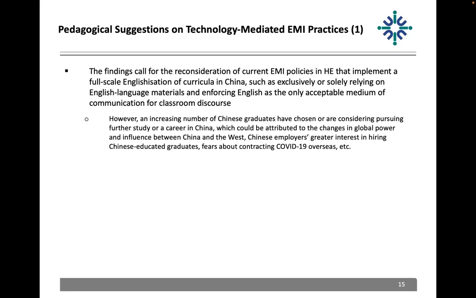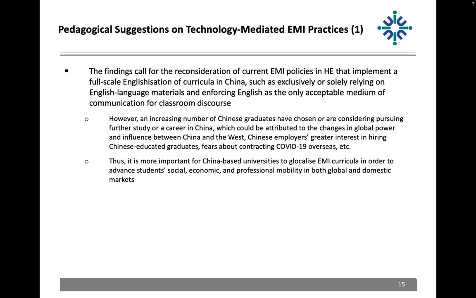However, an increasing number of the Chinese graduates have chosen or are considering pursuing further study or career in China. So this could be attributed to the changes in global power and influence between China and the West, Chinese employers' greater interest in hiring Chinese-educated graduates, and also the students' fears about contracting COVID-19 overseas, and so on.